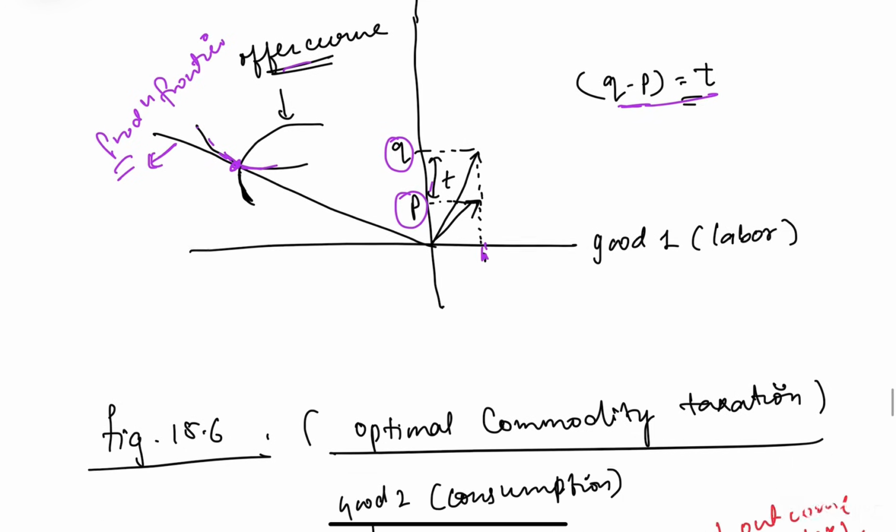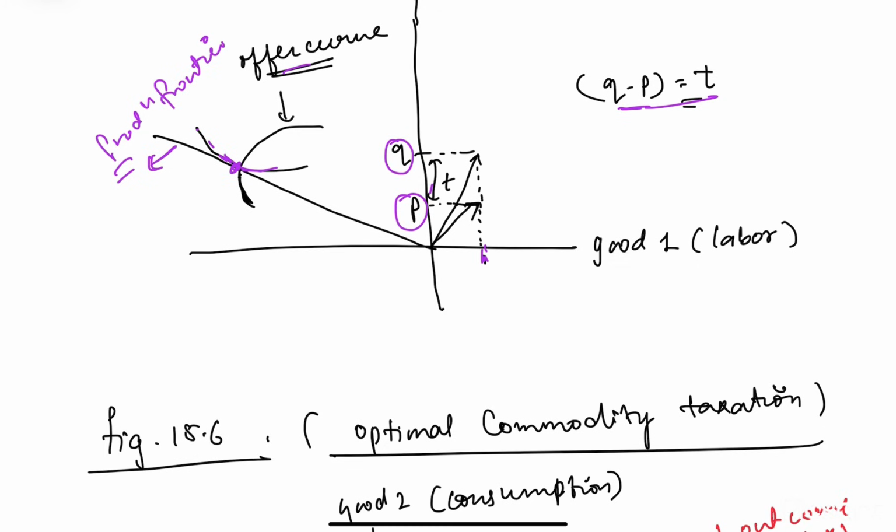But to choose a point or to get to an optimal kind of choice, our offer curve would also pass through this point. So the optimal point would be where our offer curve is intersecting this production possibility frontier at a place where the indifference curve is also tangential or intersecting. So this is giving the optimal point.